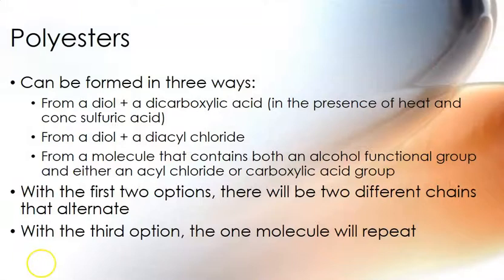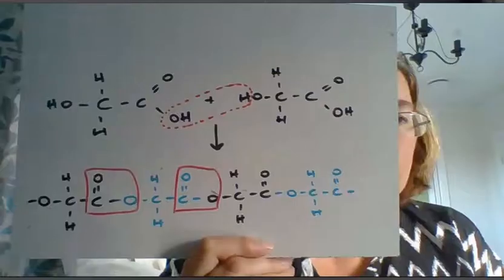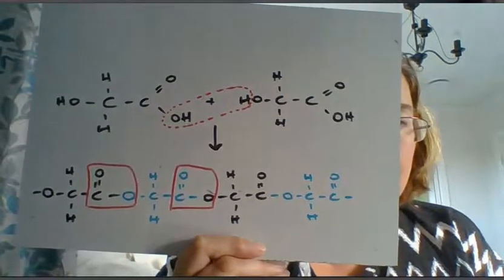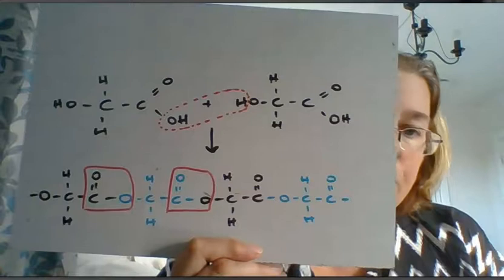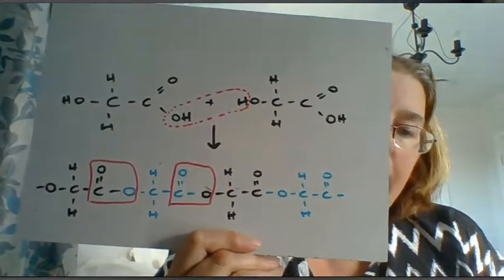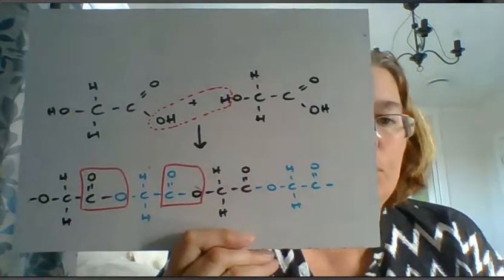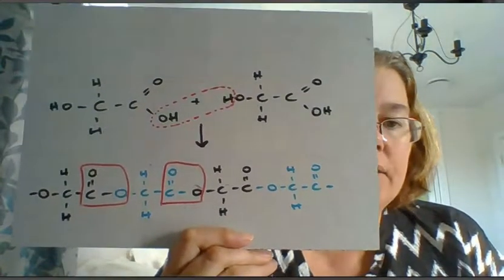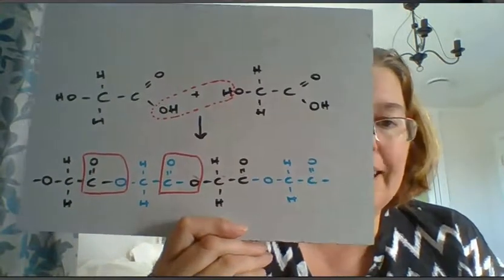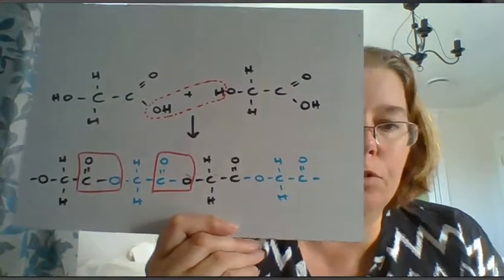There is another option as well, which involves having both functional groups on the same molecule. And I'll show you what that looks like too. So in this example, I've got a molecule which has both functional groups in the same molecule. Okay, so this has got a carboxylic acid and an alcohol in the one molecule. They join together in exactly the same way, but instead of having two different chains alternating, it's the same thing, just repeating over and over again.